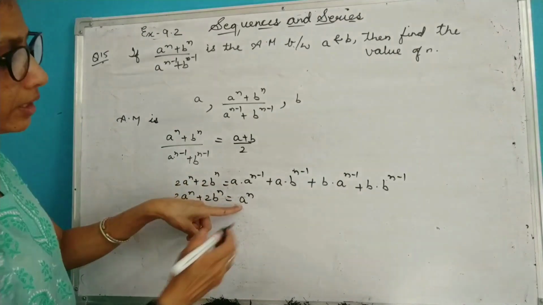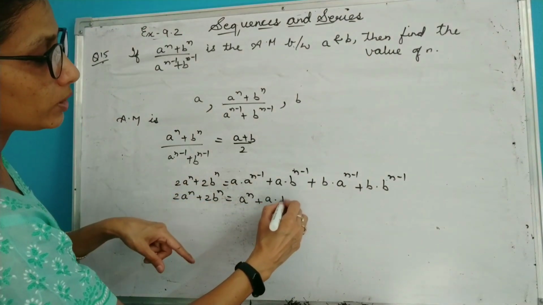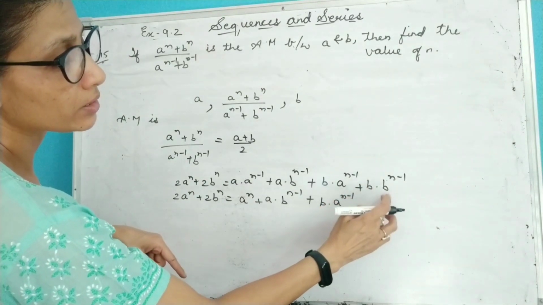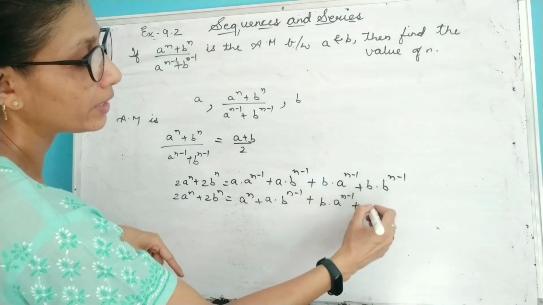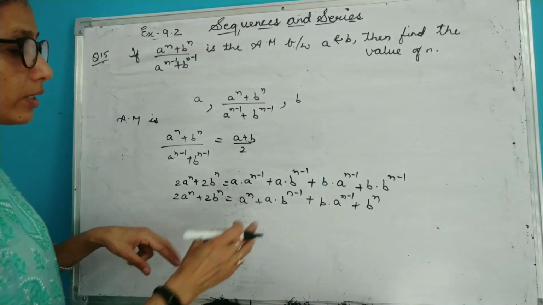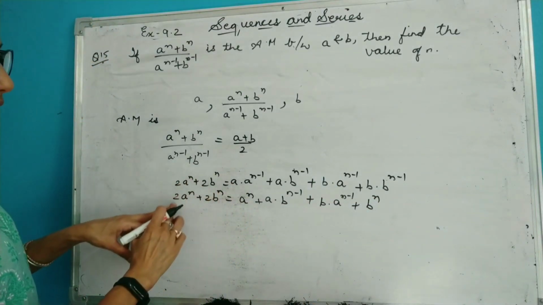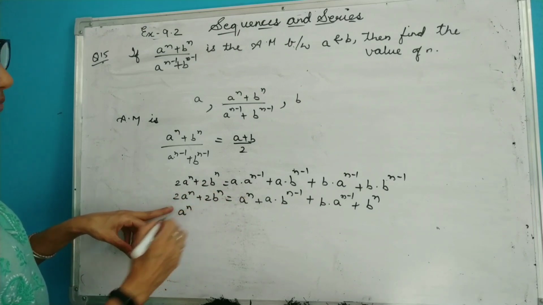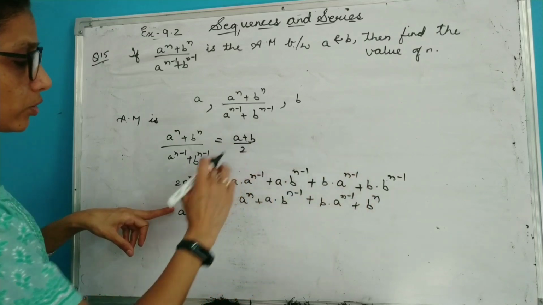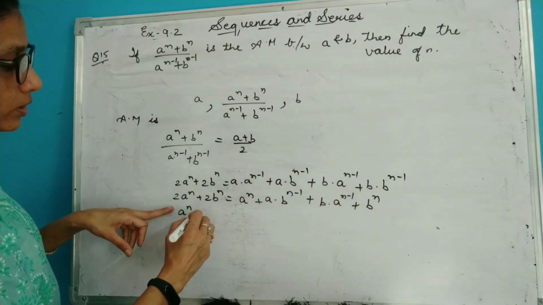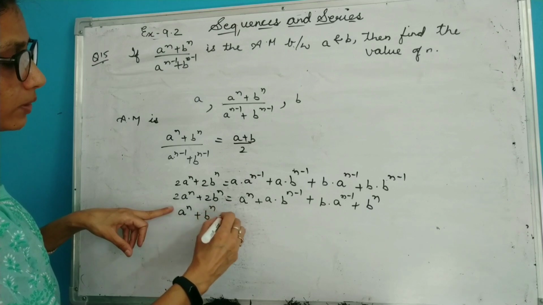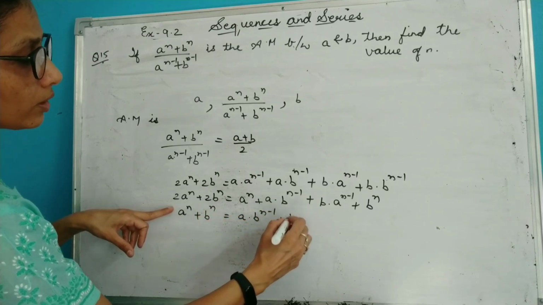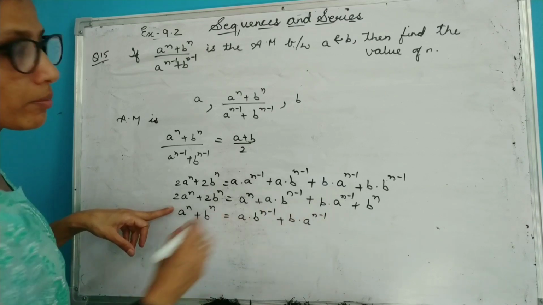So I'll just get a raised to power n plus a into b raised to power n minus 1 plus b into a raised to power n minus 1. Bases are the same and they are in product, so powers will be added. So I will be getting b raised to power n. Take this a raised to power n to this side, so 2 into a raised to power n minus a raised to power n will become just a raised to power n. This b raised to power n when it comes to this side, again it will become b raised to power n, equal to, now I am left with a into b raised to power n minus 1 plus b into a raised to power n minus 1.